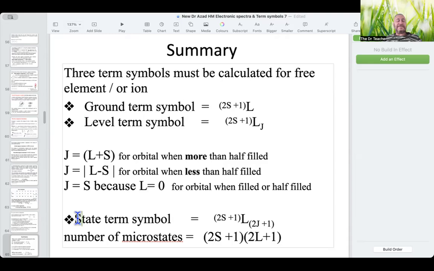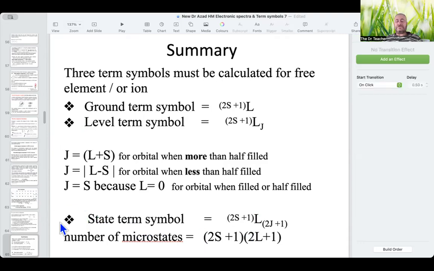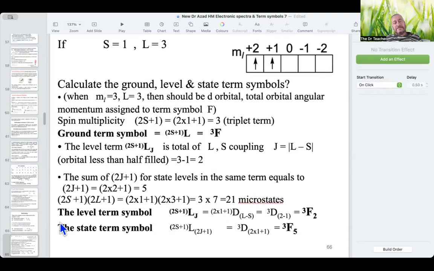So what is the state term symbol? State: 2S plus 1, L, 2J plus 1. For the number of microstates, you multiply 2S plus 1 times 2L plus 1. We have application and will talk about it later.